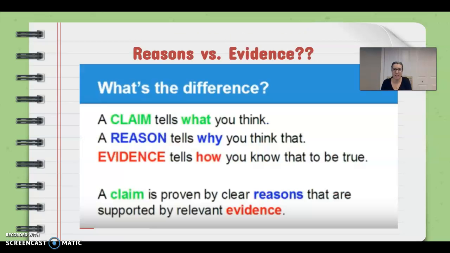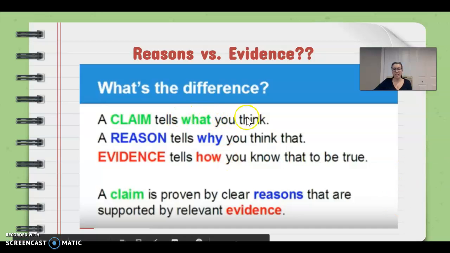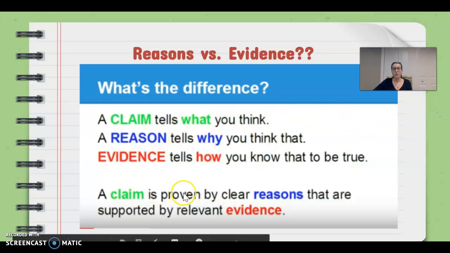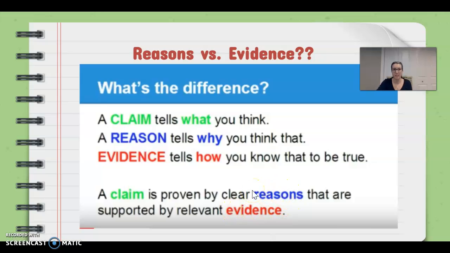What is the difference between reasons and evidence? First off, a claim tells what you think. So just like I said, I believe that kids should play sports on a team. A reason tells why you think that, and we'll see an example in just a second. Evidence tells how you know that to be true. We have a claim telling us what you think, that's your stance. The reason is explaining why you believe that, and then the evidence supports your reason. A claim is proven by clear reasons that are supported by relevant evidence. Your evidence is relevant to your reasons.